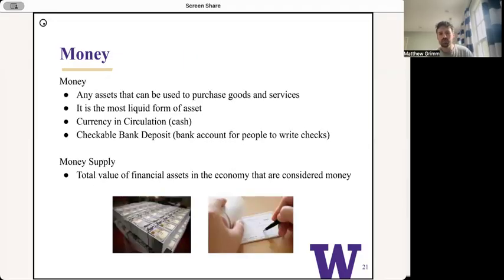Money, of course, is a big part of monetary policy. Money is any asset that can be used to purchase goods or services. It's the most liquid form of an asset. And currency in circulation is what we call cash. Checkable bank deposits are bank accounts for people to write checks. No one writes checks anymore, but you can all send money through Zelle and Venmo and Apple Cash. So it's kind of a bit dated.